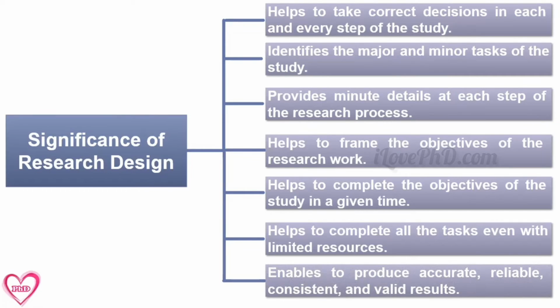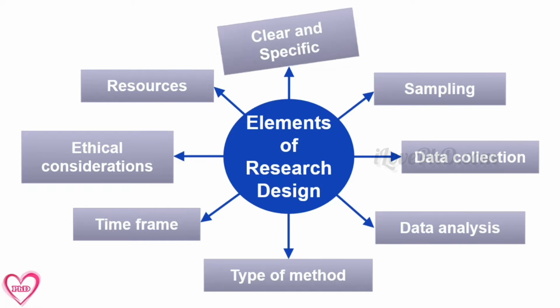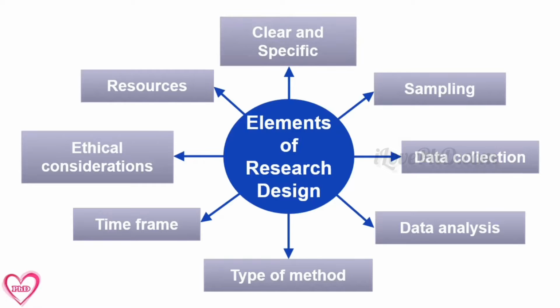Finally, a good research design enables the researcher to produce accurate, reliable, consistent, and valid results. The elements of the research design should be carefully planned and executed to ensure the reliability of the study findings. There are 8 major elements, so let us discuss this in detail. The research question or hypothesis must be clearly defined and focused. Sampling includes decisions about sample size, sample method, and criteria for inclusion or exclusion. It depends on the type of research design.